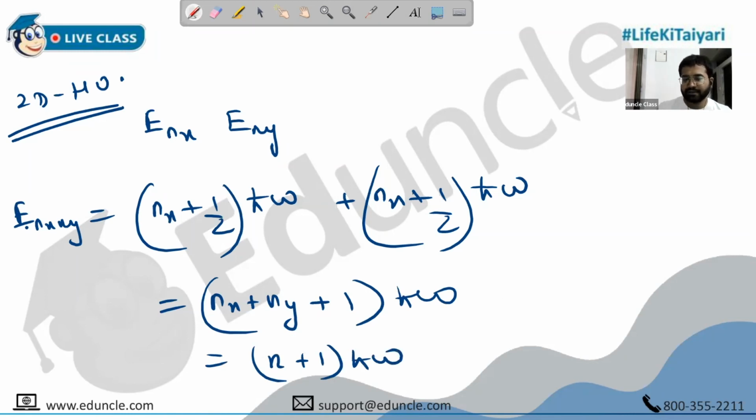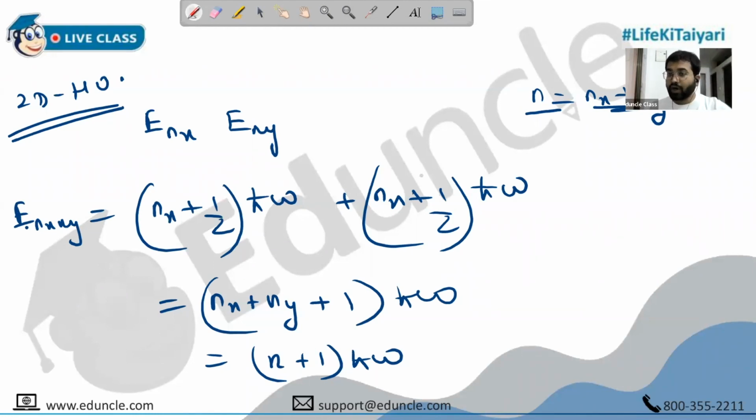Okay, so that's it. So what is n? N is nx plus ny, and now we can decide the order. Here people, even though technically nx is a different quantum number, ny is a different quantum number, but n automatically here becomes a quantum number. Why? Because it is addition of nx and ny, no? So n can take all the values 0, 1, 2, 3, 4, 5, 6. N can take all the values.